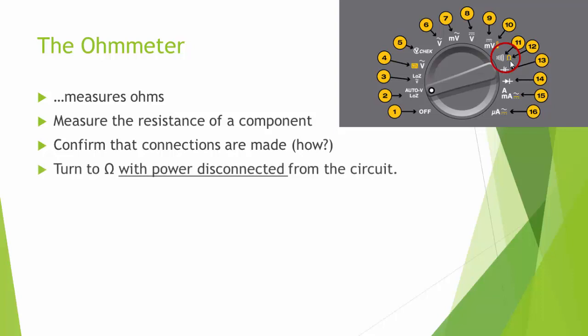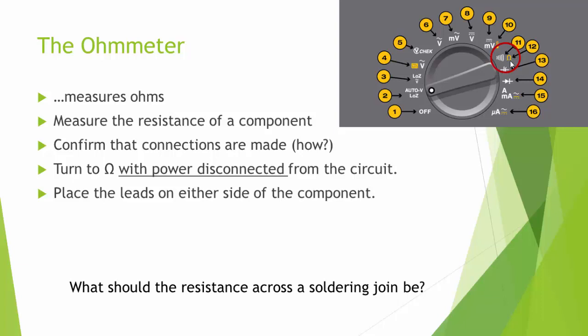So, to measure resistance, we turn to the secret symbol of the resistance, that little horseshoe thing, and we disconnect the power from the circuit. It's very important that you disconnect the power. Otherwise, it will interfere with your measurement at best, if not wrecking your multimeter. Place the leads on either side of the component, and the ohm meter will force a little bit of current through the component and measure the resistance.